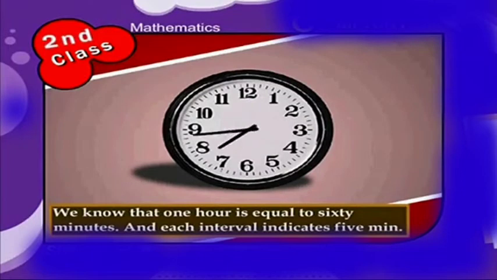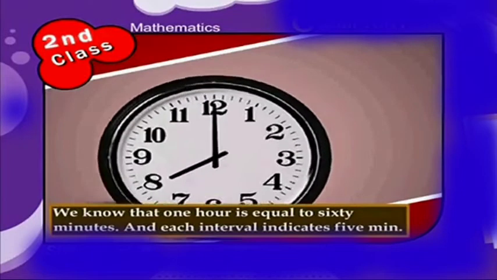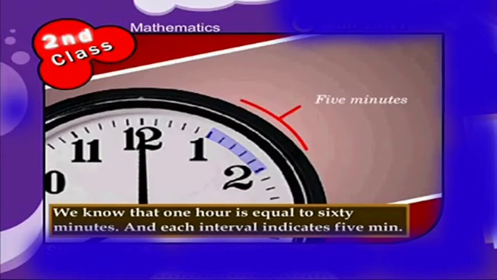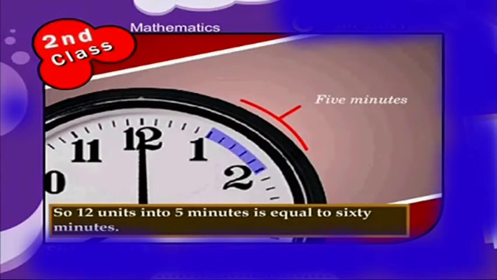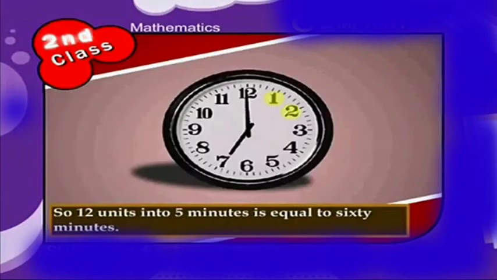We know that 1 hour is equal to 60 minutes and each interval indicates 5 minutes. So, the 12 units multiplied by 5 minutes is equal to 60 minutes.